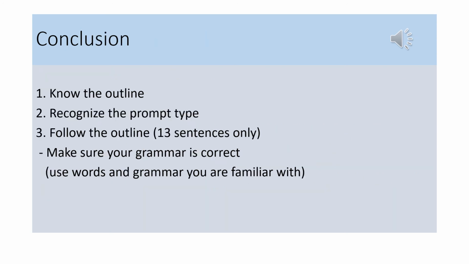As a conclusion, you should always know the outline. 4 paragraphs, 3 sentences for the introduction, 2 body paragraphs of 4 sentences each, and a 2-sentence conclusion. Recognize the prompt type. That'll inform sometimes how you handle body paragraph 1 and 2. Follow the outline. It's only 13 sentences long. Finally, make sure your grammar is correct. Above all, that algorithm is going to attack your grammar. So if you get your grammar in the right order, you'll score really well on this part of the exam.